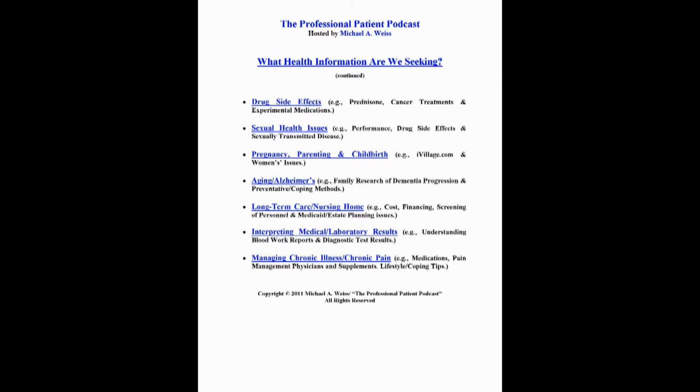Then you have aging and Alzheimer's. People get concerned about their loved ones. They sometimes look up dementia. What are signs of it? What's the progression? How do we prevent it? How do we cope with it? Etc. Then there's long-term care nursing home issues, from the cost to the financing to how they screen their personnel. You want to know if you're going to entrust your loved ones to a facility, how are they hiring people? Medicaid, estate planning issues like elder law issues.